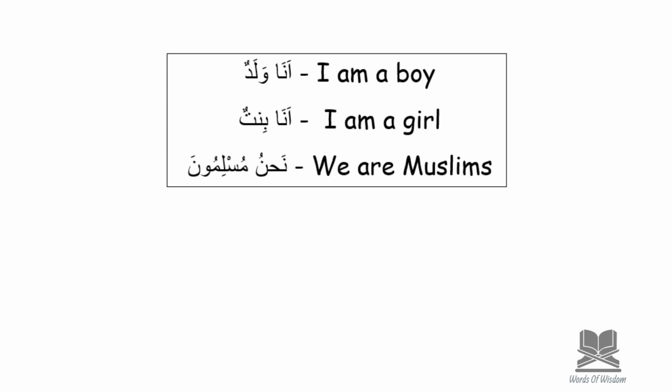So if I was to say I am a boy, I would say ana, I am, waladun, ana waladun. I am a girl, ana, I am bintun, I am a girl. If I wanted to say we are Muslims, nahnu, because I'm going first person, nahnu muslimuna, plural, nahnu muslimuna, we are Muslims.